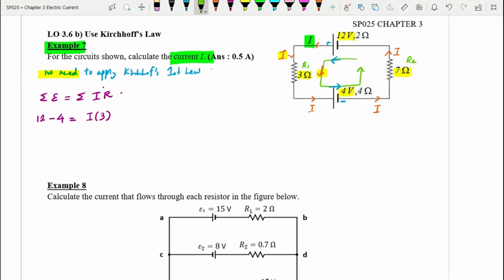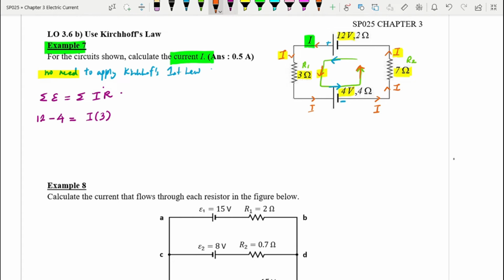Okay, R2, current apa yang flow through R2? Of course, I juga. Nak label kat sini pun boleh I juga. Dan kita nak tengok direction dia sama ataupun tidak. Loop kita direction dia ke sini. I pun sama, direction dia ke atas. Jadi dia akan jadi positif juga.